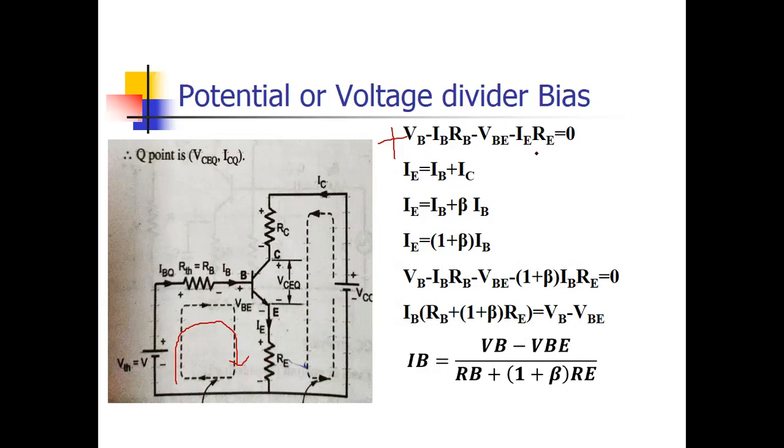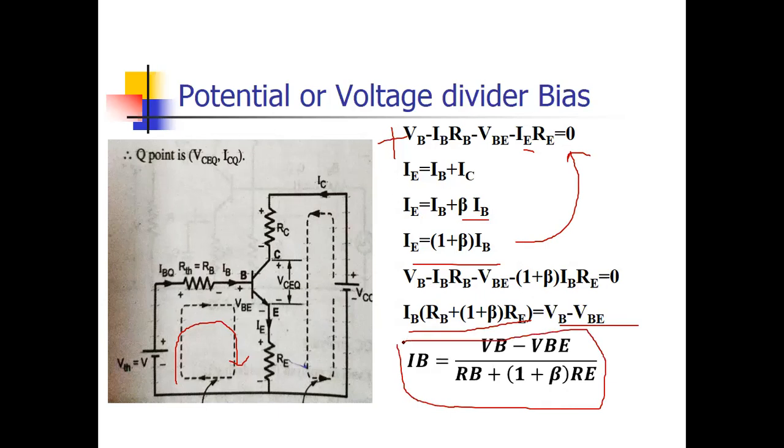Now in this equation, IE, if you remember the current equation in a transistor, is a combination of IB plus IC. And the value of IC is beta IB. Beta is your common emitter current gain. Now take common IB here. It will be 1 plus beta IB. This is your IE. Now put this value of IE again in this equation: VBB minus IB RB minus VBE minus (1 plus beta) IB RE. Now take IB terms on the left side and all the voltage terms on the right side. So here we will calculate the value of IB.